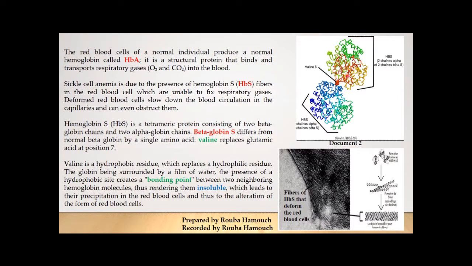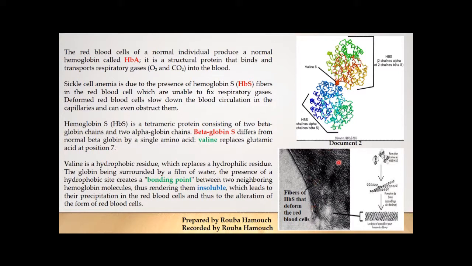This binding, this dimer, will cause the aggregation, accumulation, or precipitation of hemoglobin in the red blood cells, since this dimer is no more soluble in water due to the presence of valine. So this precipitation of hemoglobin in the red blood cells will alter the form of red blood cells.